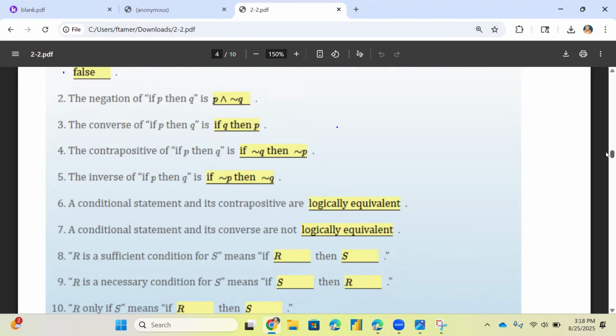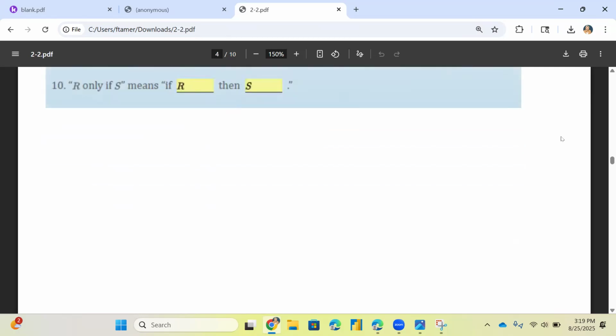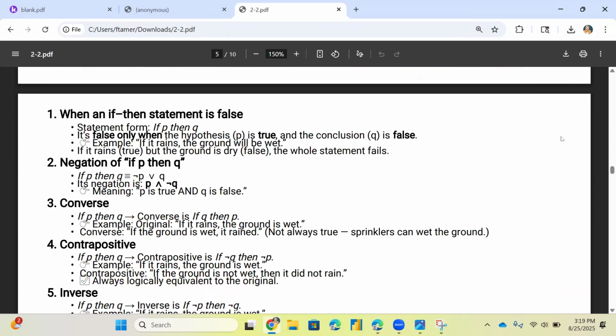R is a sufficient condition for S means if R then S. R is a necessary condition for S means if S then R. R only if S means if R then S. So these are some important summary sentences. Also, we're going to look at some extra practice here.